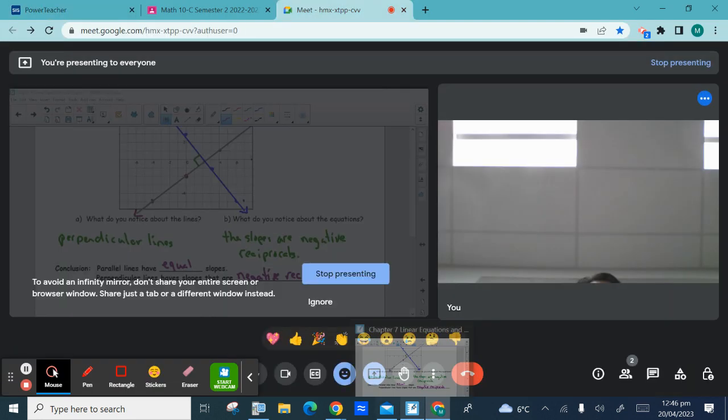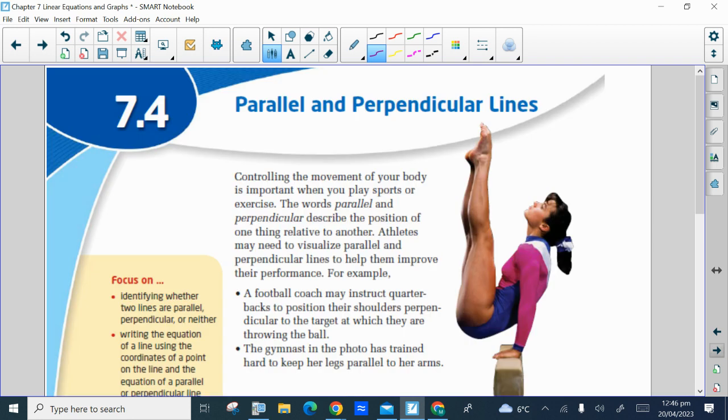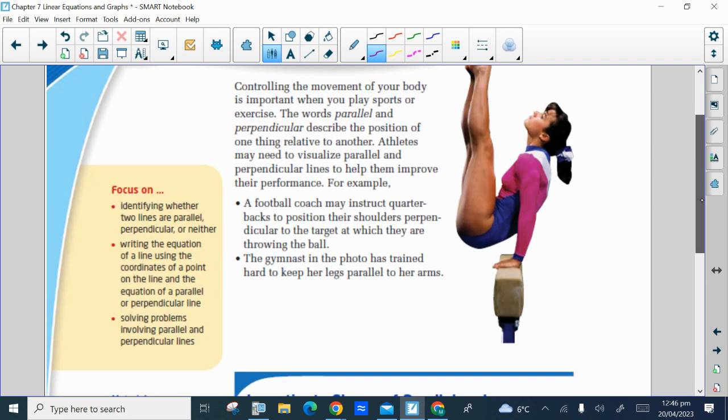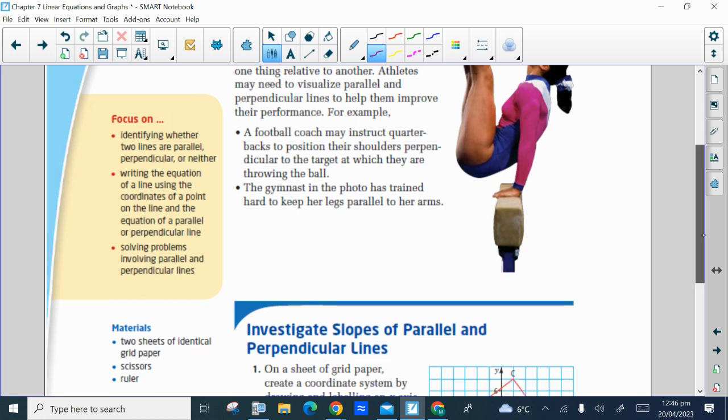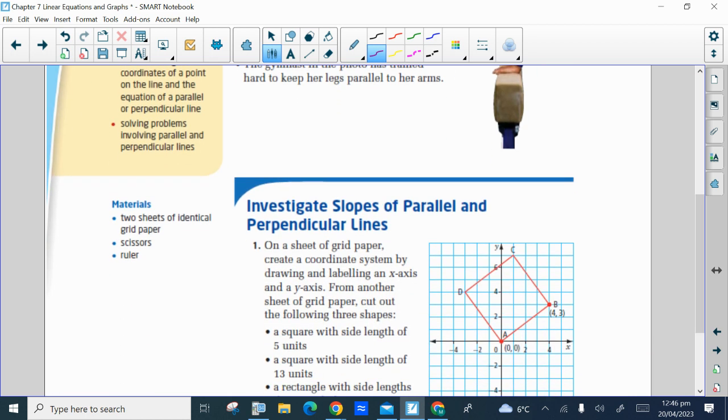Okay? So, again, we're talking about parallel and perpendicular lines. We're going to identify two lines and determine whether they are parallel, perpendicular, or neither. We'll do some examples where we have to write the equation of a line using the coordinates of a point and whether that line is parallel or perpendicular to another line. So we'll see examples of all those.